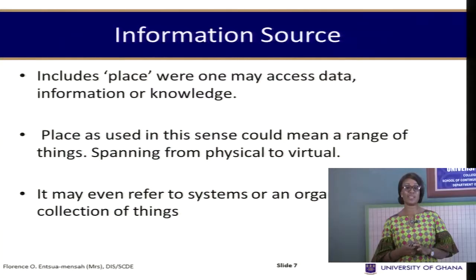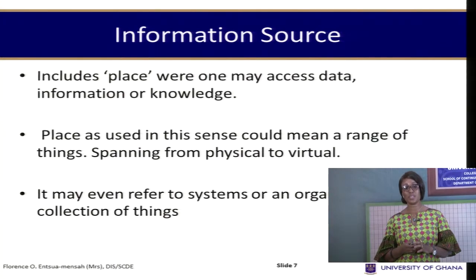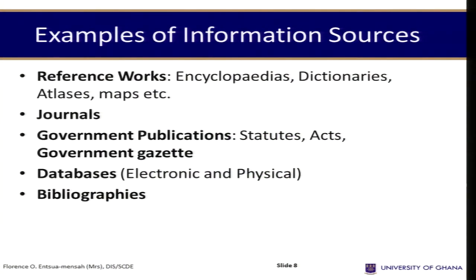Information sources include "place," in inverted commas, where one may access data, information, or knowledge. Place, as used in this sense, could mean a range of things, spanning from physical to virtual. It may even refer to systems or an organized collection of things.